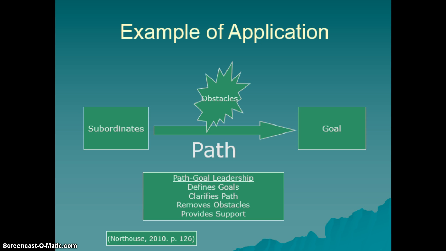You have the subordinates, you have a clearly defined path, which of course has obstacles that tend to intrude upon that path, and then you have the goal. The Path-Goal leadership defines the goals, clarifies the path, removes any obstacles, and provides support.